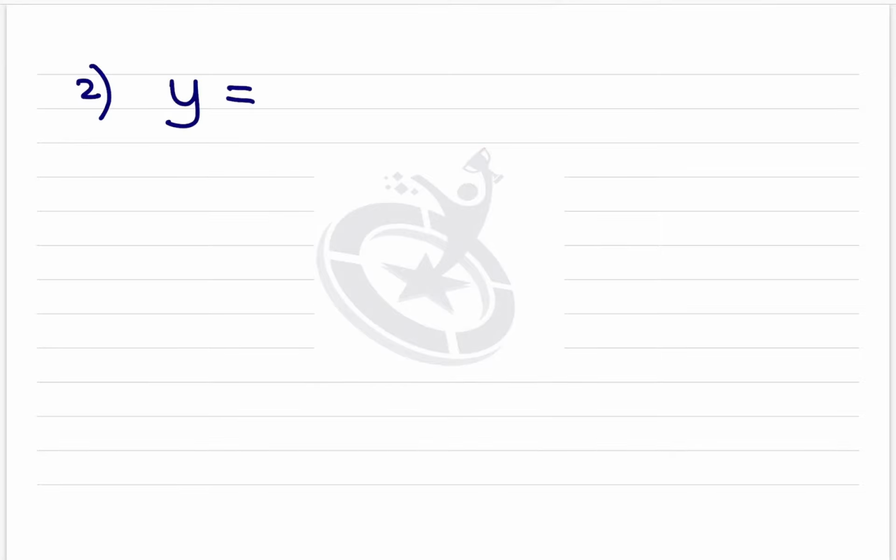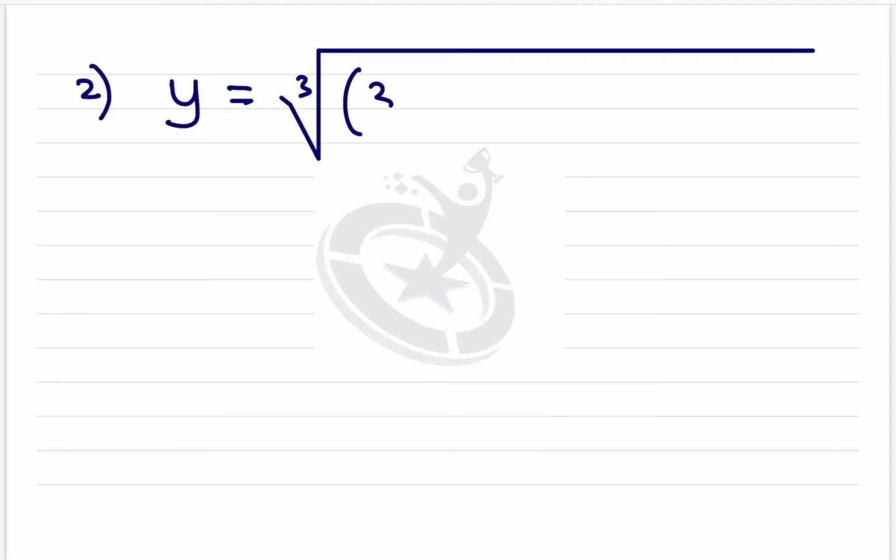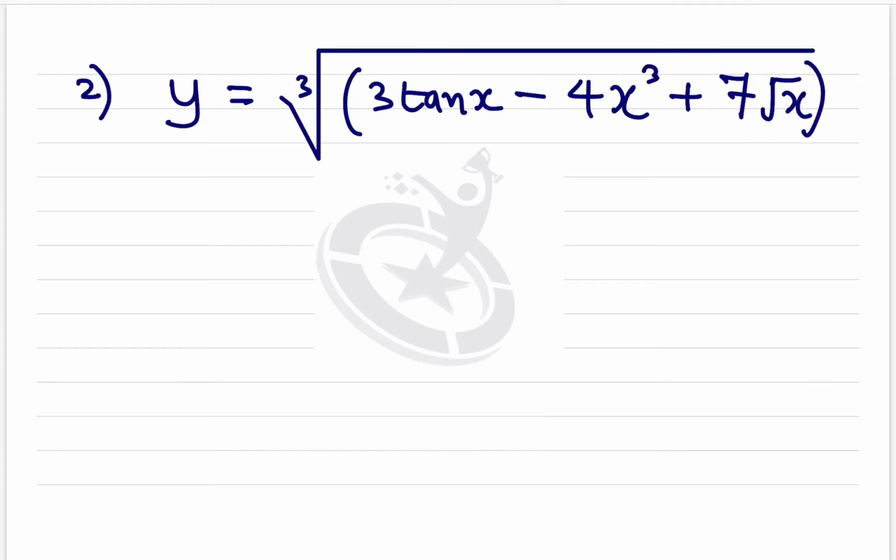Suppose you have y is equals to cube root of 3 tan x minus 4x cube plus 7 root x, the whole raised to 13. So tell me, how do you solve this now?